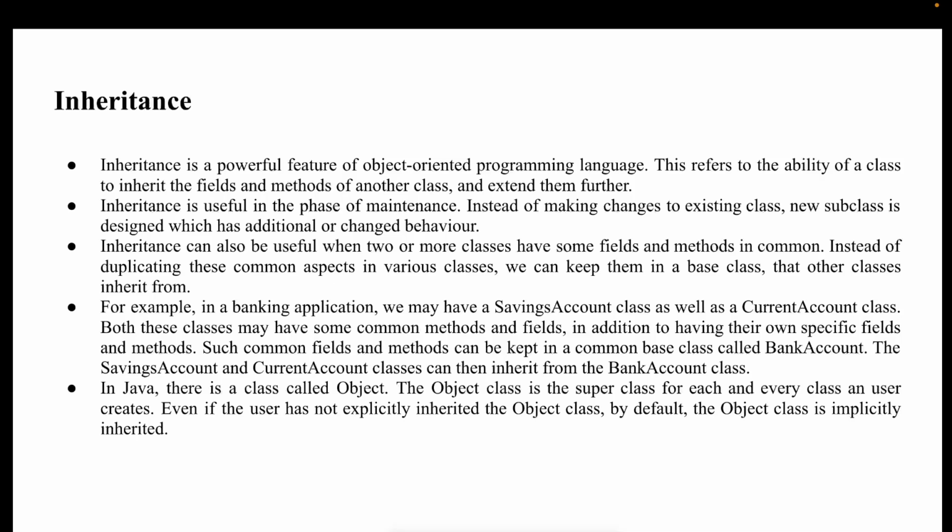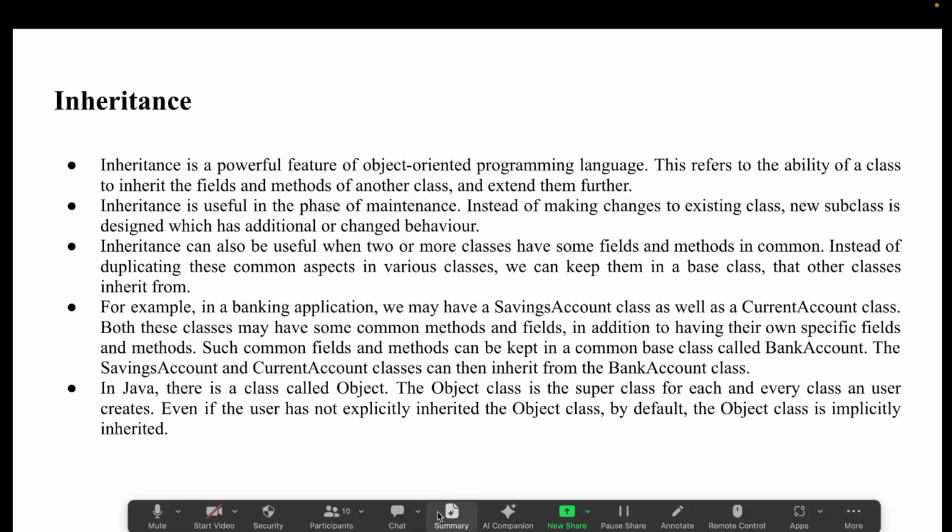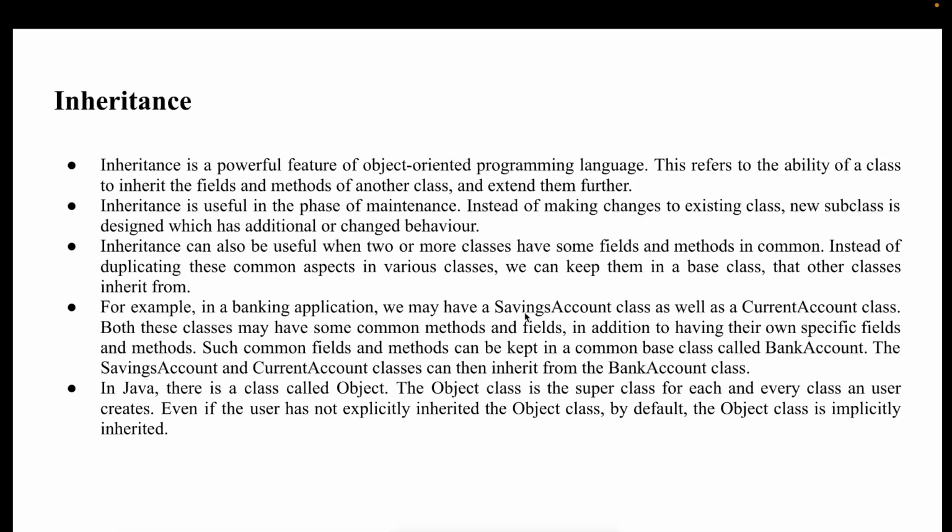So what is the use of that? The use is code reusability. You are writing the code once in the parent class and then reusing it in your child class as well. So that is the advantage of using the inheritance concept. For example, in a banking application, we may have a savings account and a current account class. Both these classes may have some common methods and fields in addition to having their own specific fields and methods. Such common fields and methods can be kept in a common class called bank account. The savings account and current account classes can then inherit from the bank account class.